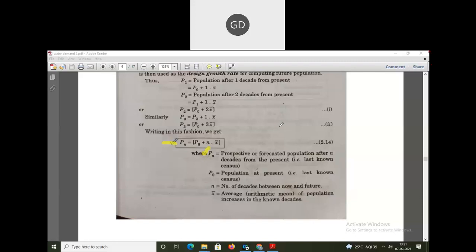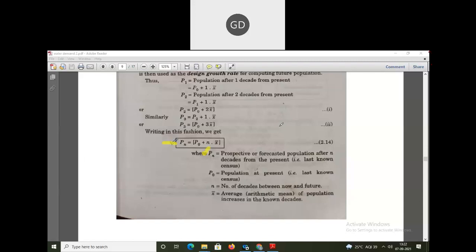Suppose in the question it is given to find out the population after 2 decades or after 3 decades, or the population in 1980. Whatever population you are going to find out, that is your Pn. In this formula we are not dealing with the number of years, we are dealing with the number of decades. I hope everyone knows what a decade is: 1 decade is equal to 10 years. So we are talking only about decades and not about years.